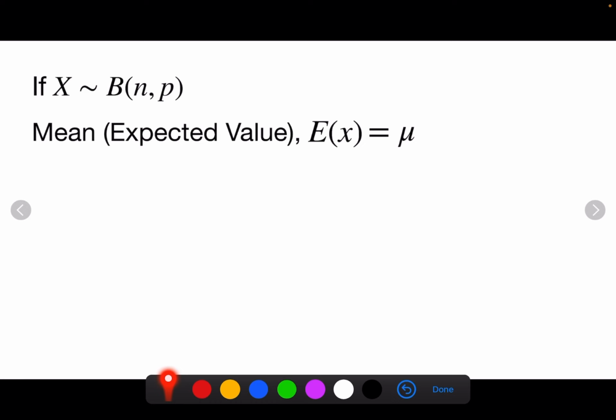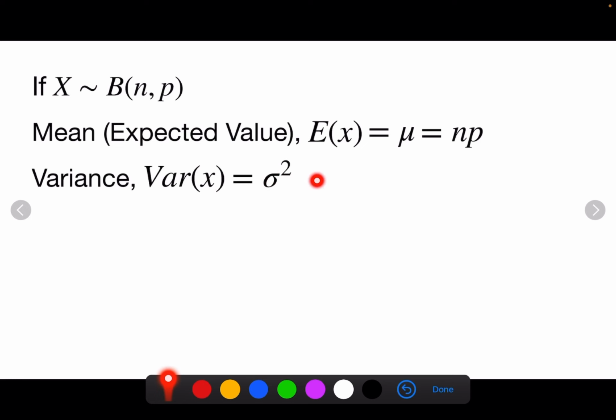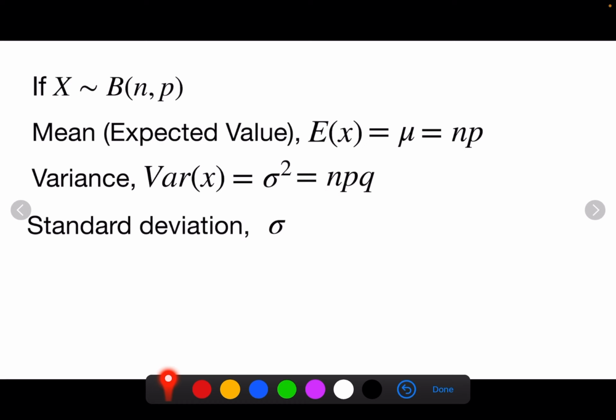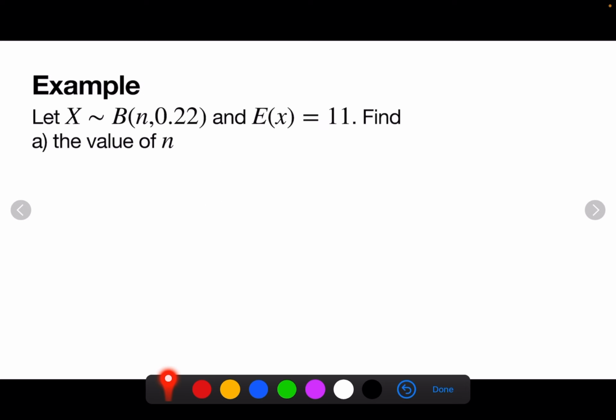This is another word for mean, the Greek alphabet mu, which is np. We just have to multiply these two, n times p. If we're looking for the variance, Var(X), sigma square, it is n times p times q. Standard deviation, just square root your variance. Now let's find this. Let x have a binomial distribution with n and p 0.22 and expectation of x equals to 11. Find the value of n.